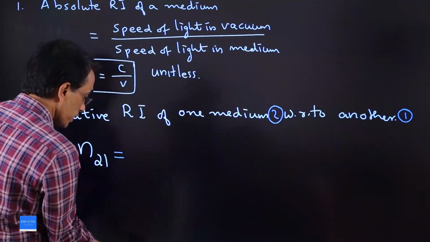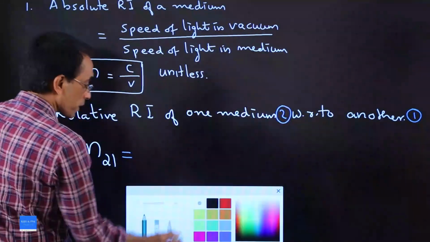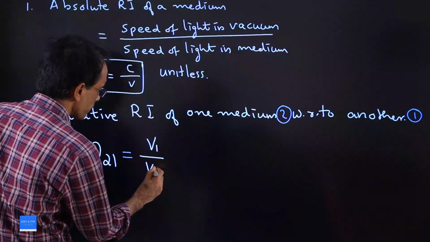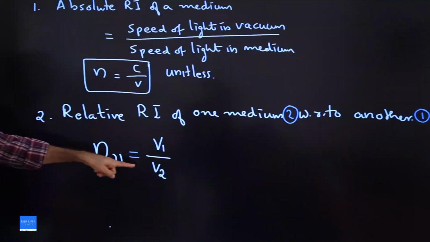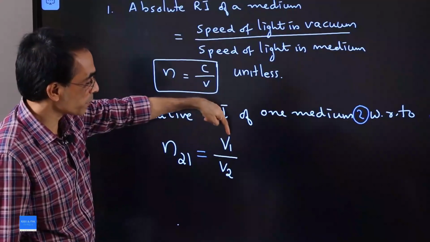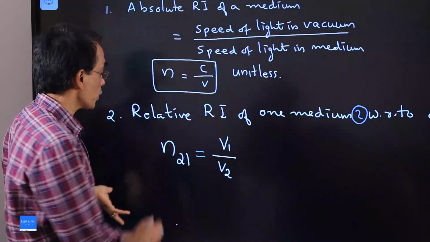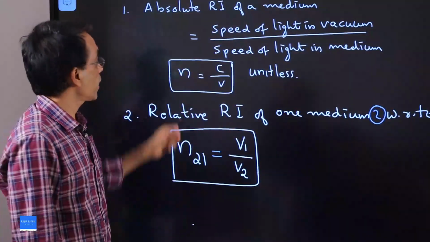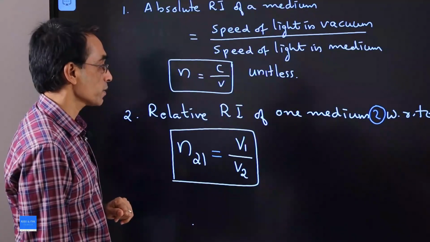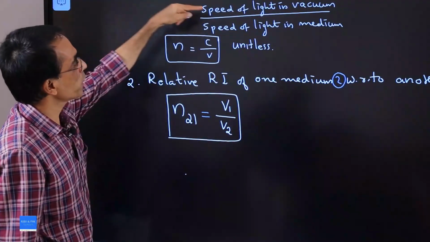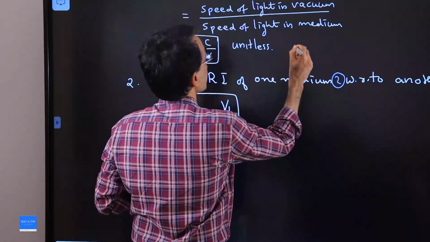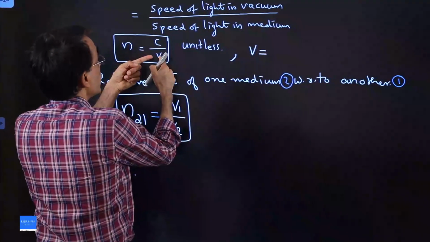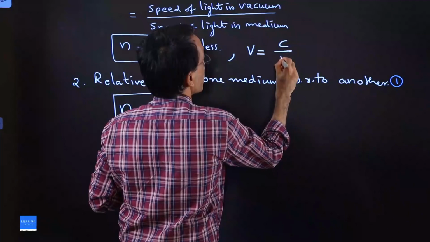This is given by the ratio of the speed in the first medium divided by the speed in the second medium. It is a ratio of, just like this one, the speed of light in the first medium by the speed of light in the second medium. You can see that this is also a unitless number. Absolute and relative refractive index. Fine. From the absolute refractive index, what is the value of V? How to get V? V equals C divided by N.